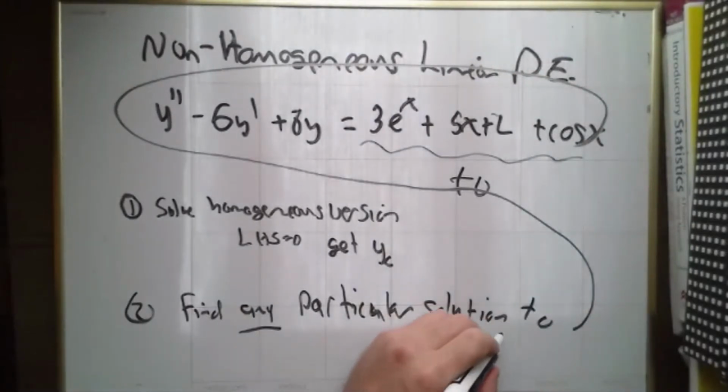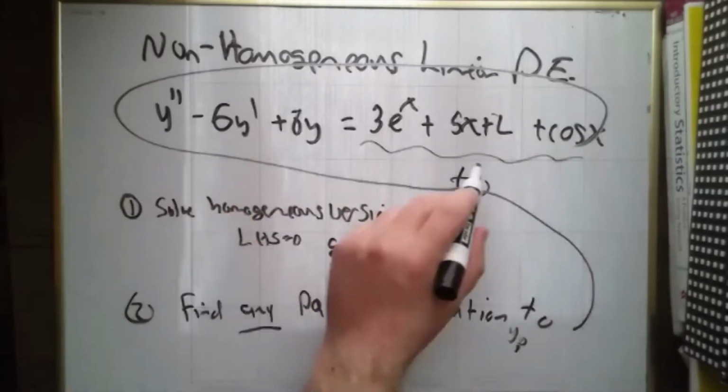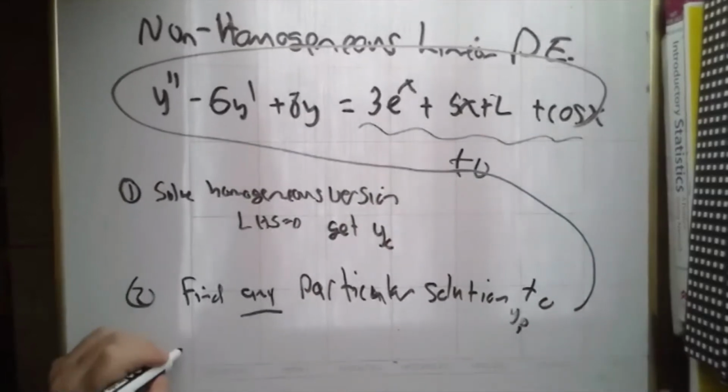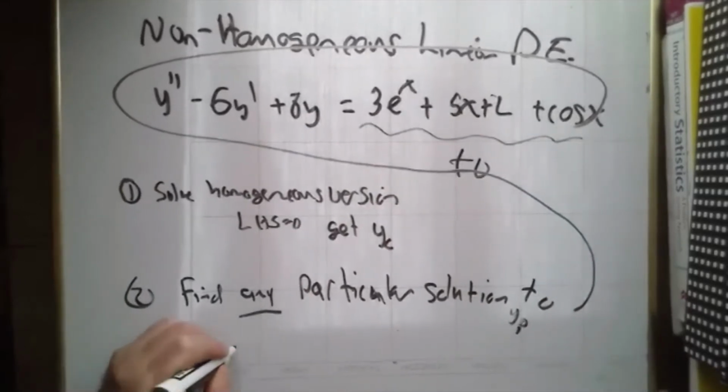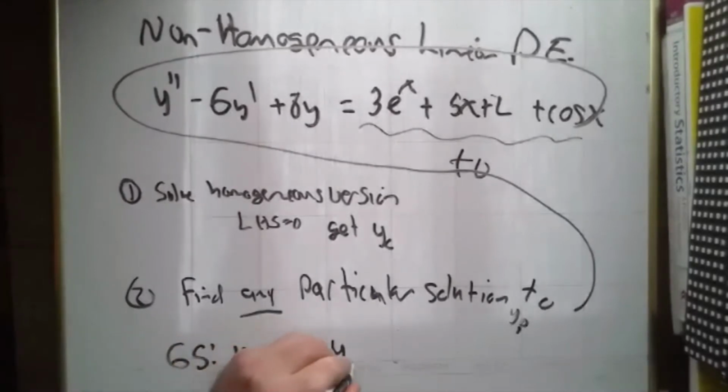So that particular solution we're going to call y sub p. Now, it's a particular solution. It doesn't have any constants of integration in it. It won't have any C's in it. It would just be an actual solution that solves the entire thing. Then our general solution will be y equals the sum of those two, yc plus yp.